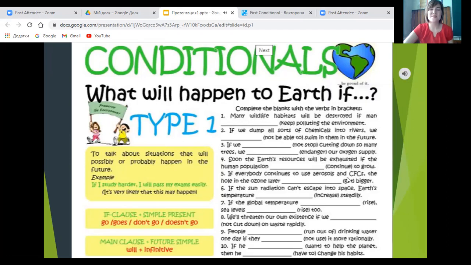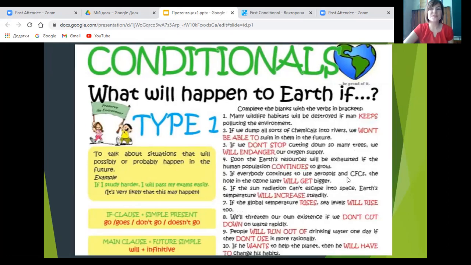Okay, guys, the time is up. Now let's check whether you succeeded with correct answers. I'll read them. Many wildlife habitats will be destroyed if man keeps polluting the environment. If we dump all sorts of chemicals into rivers, we won't be able to swim in them in the future. If we don't stop cutting down so many trees, we will endanger our oxygen supply.